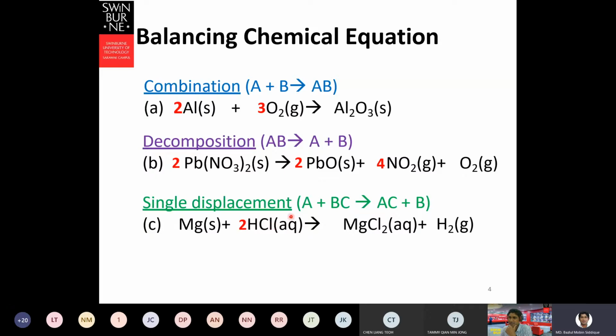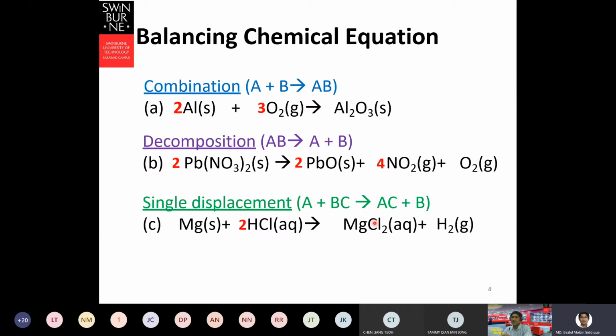Single displacement reaction: 1 mole of magnesium, a solid metal, and 2 moles of HCl were engaged in this reaction, and magnesium chloride formed. So this magnesium replaced the hydrogen from this HCl, and hydrogen was expelled. So this is the single replacement reaction.